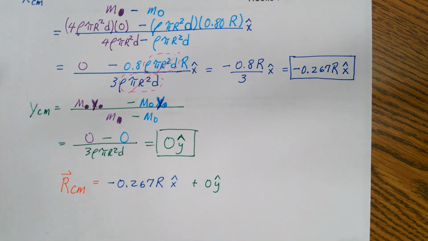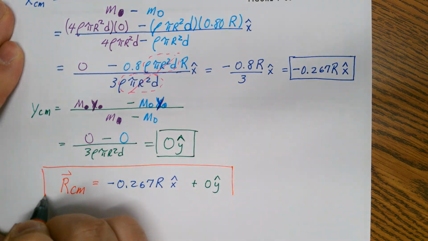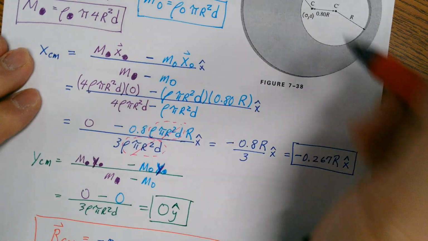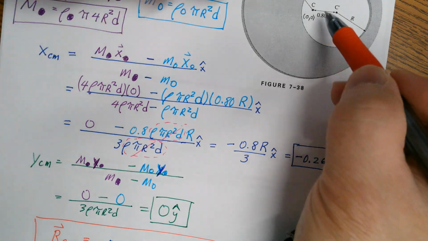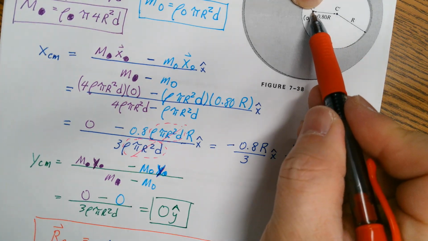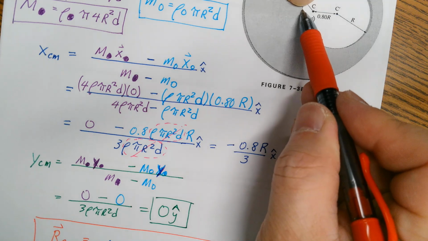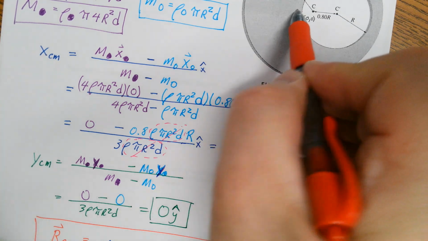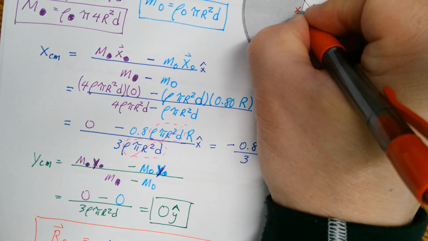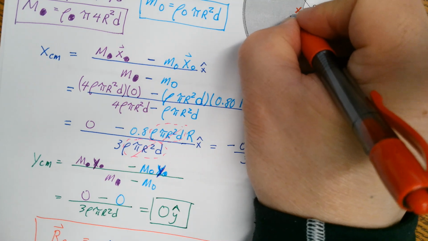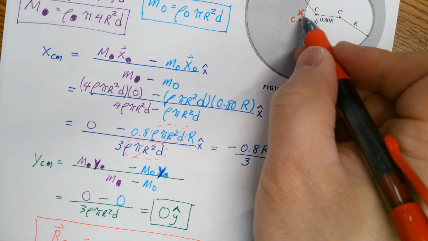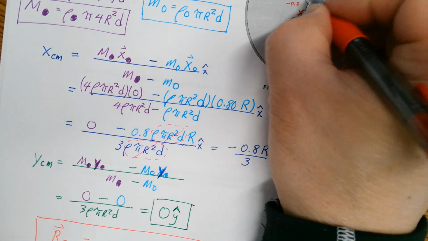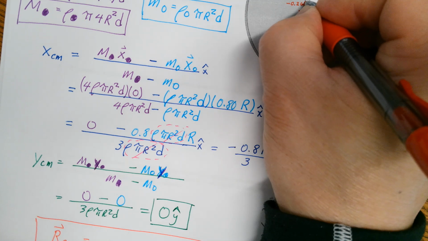So that is my r sub cm. And that is located, if you go from here and then go 0.2 in the negative direction, it's going to be right at the edge. And then 0.267 is going to be somewhere on that plate, and that looks like where the center of mass of this whole system is going to be. Right there, which is negative 0.267 R.